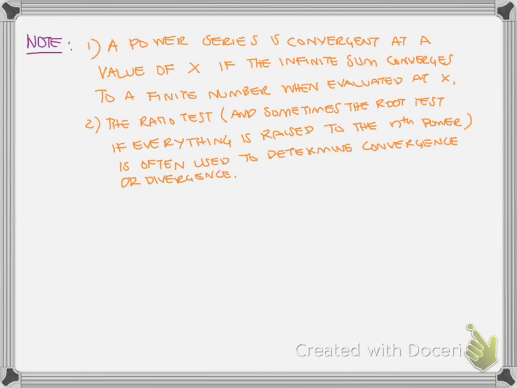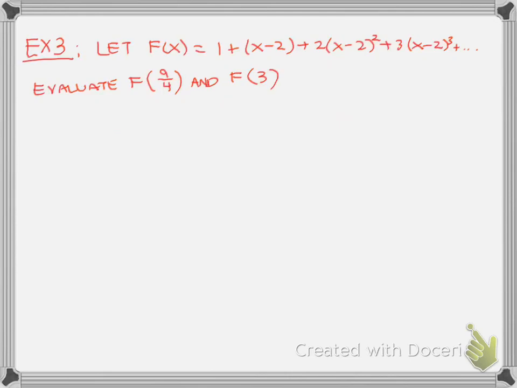Okay, so now just a little note before we move on to the next example. The first note is a power series is convergent at a value of x if the infinite sum converges to a finite number when evaluated at x, okay? And we'll look at some examples. That's what we're going to be doing to determine when a power series is convergent. The ratio test, for the most part, it's going to be the ratio test, but the root test can also be used if everything is raised to the nth power, but the ratio test is mainly used, so it's often used to determine this convergence or divergence. Okay, so let's look at example 3.